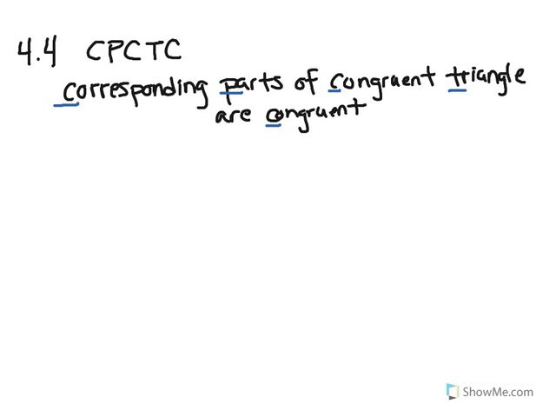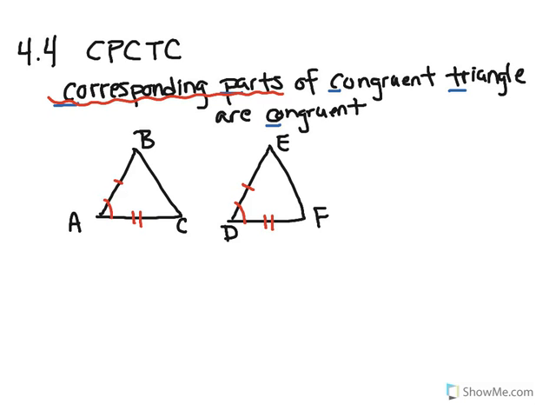So one thing that we really have to make sure that we understand, because we can identify congruent triangles now by side-angle-side, etc., is what corresponding parts really mean. So let's take a look at a couple triangles. Here we have triangle ABC and triangle DEF. And let's first of all make sure that we can determine that these triangles are congruent.